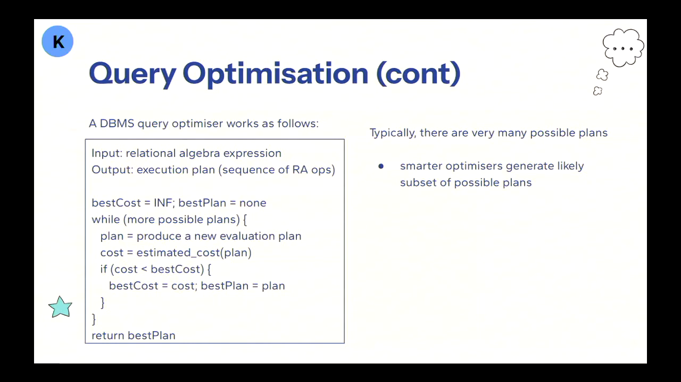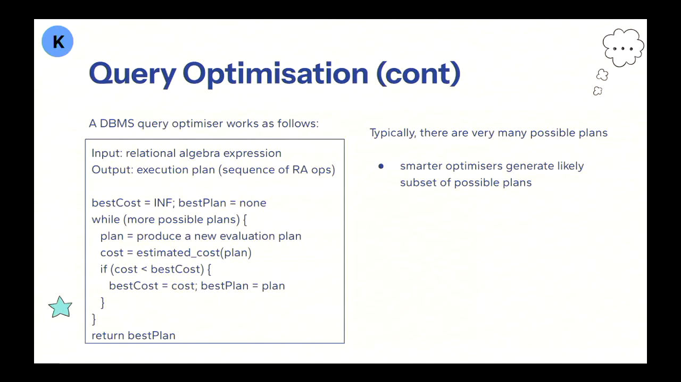The input is a set of relational algebra expressions, and the output is the optimal execution plan. The key idea here is, please don't get overwhelmed by this algorithm. The DBMS will simply go through all the possible execution plans, estimate the cost, and select the one with the lowest cost. So it's not very complex. It's just going through everything and selecting the best. Typically, there are many possible plans, and the optimizer is not actually executing those plans. It's estimating those plans based on their I/O operations.